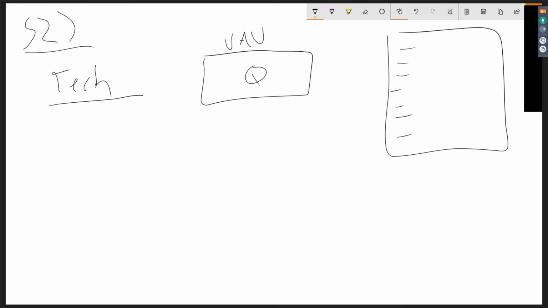You could do the exact same thing for programmers. So for S2, here we go. S2 for programmers, you would do something like take a basic sequence.